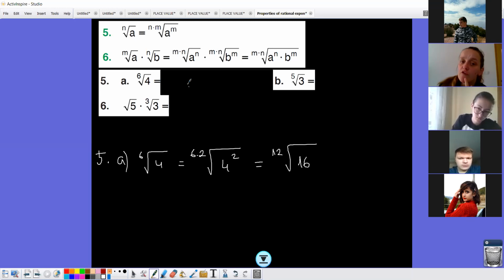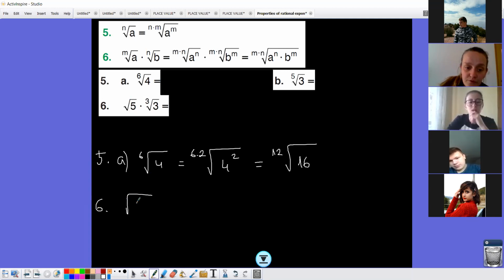Why are we doing this? For this question, you don't need it, I wanted to show the property. But in some cases, to make some operations and continue the question, you need to change something. You will do this if you need to have the same root. For example, in the 6th one, you have square root of 5 times cube root of 3. If I want to make both of them the same root, let me write here, 6th one.